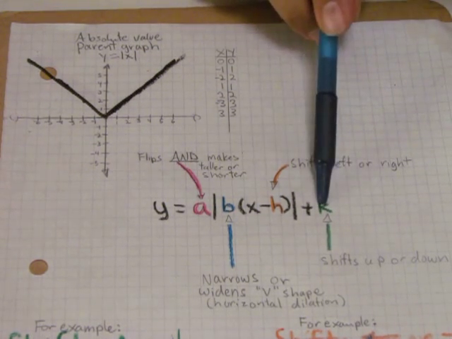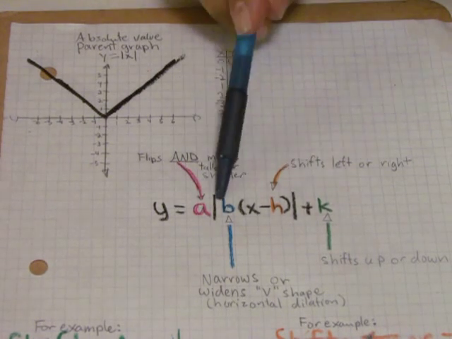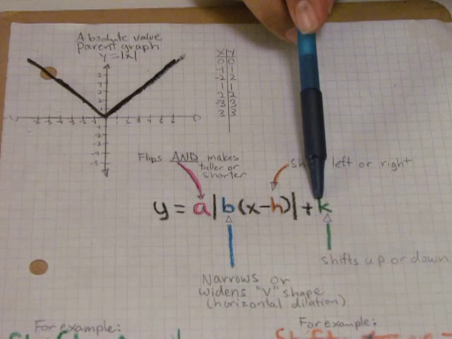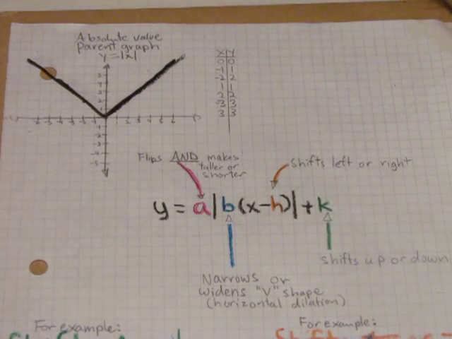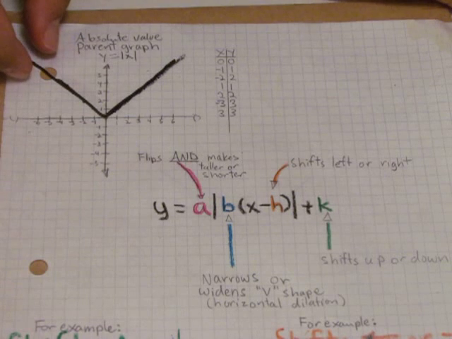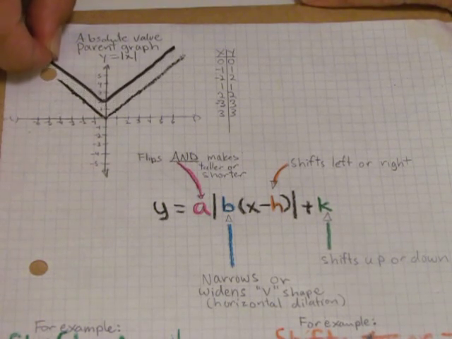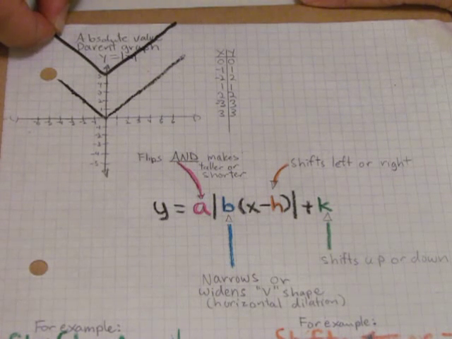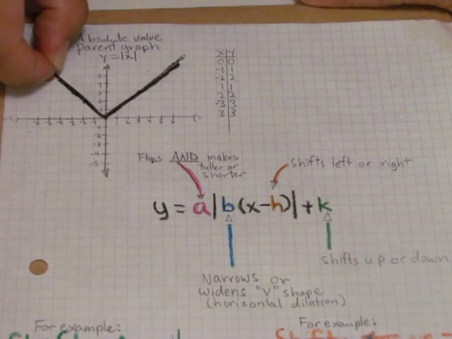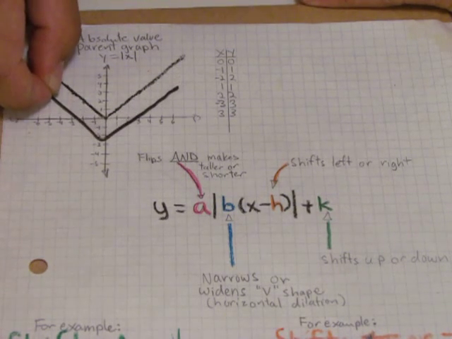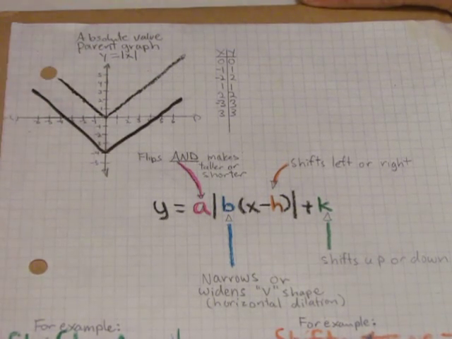This plus k, as you can see, is on the outside of the absolute value symbols. What this k does is it shifts the graph either up or down. So if it's plus k, this graph is going to shift up k value, whatever k is. If it's a minus k, it's going to shift the graph down, whatever value k is.